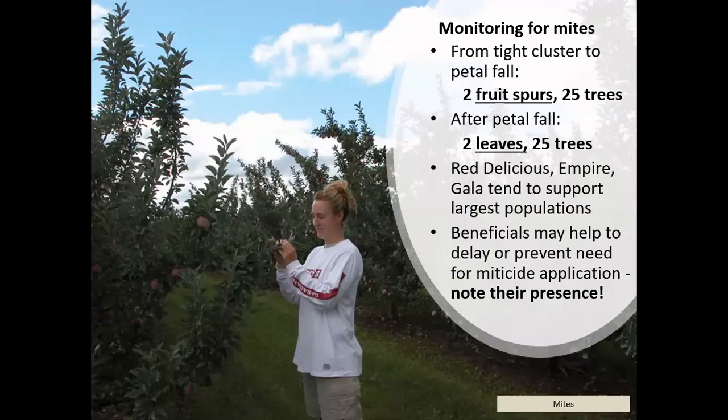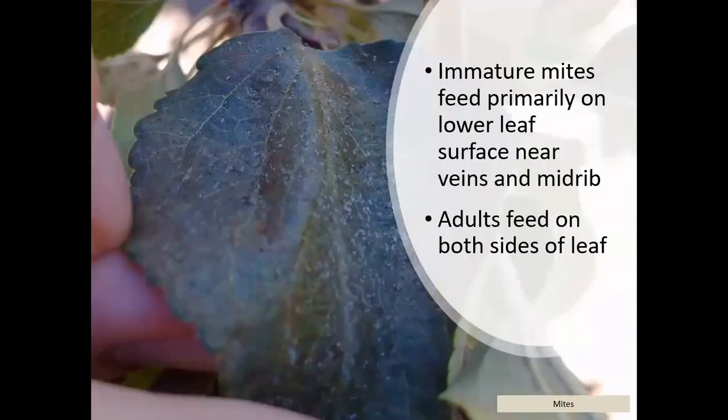Red Delicious, Empire, and Gala tend to support the largest populations, but there aren't any trees that are known to be resistant to mites. It's also really important when you are doing these mite counts to record the beneficials, because this can help to delay or prevent the need for a miticide application. This is just a closer look at the leaf, and under high pressure situations, you can see it with the naked eye. It's entirely possible with those higher populations for mites to feed on both the underside as well as the top part of the leaf.